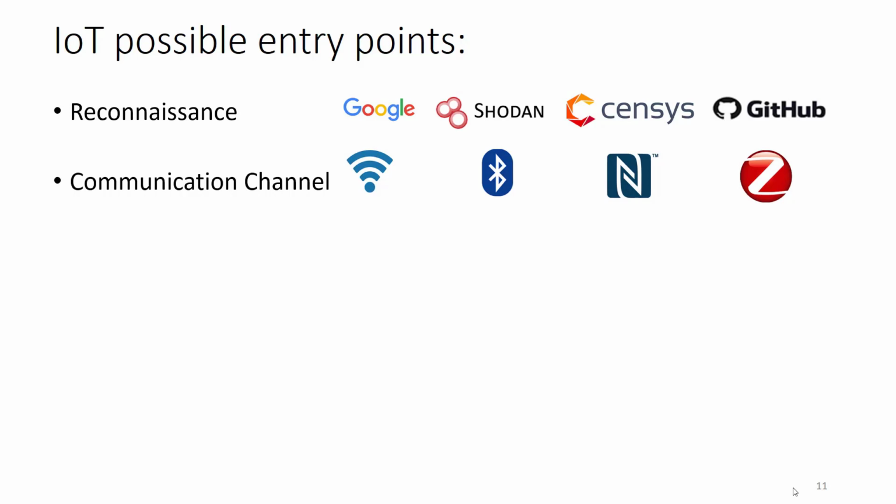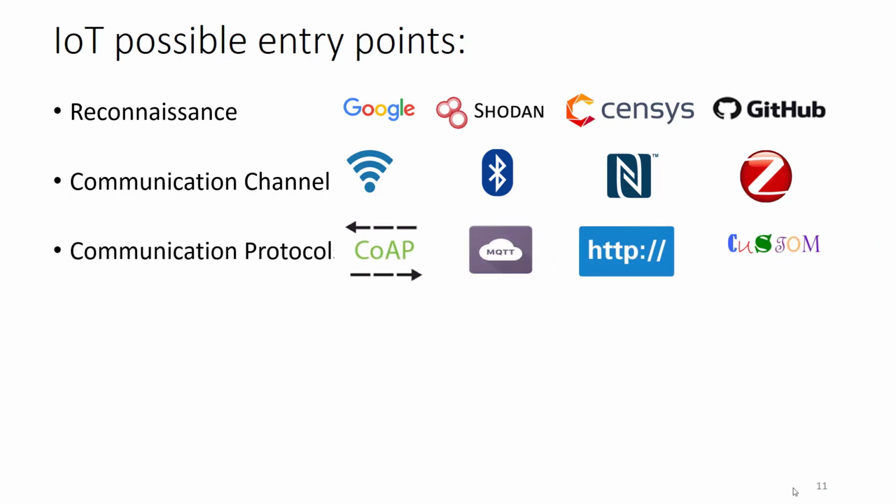Then comes the communication channels. There could be multiple software defined radio communication protocols there: Wi-Fi, Bluetooth, NFC, Zigbee, or sometimes RFID. All these communication channels have their own exploits available over the internet, or we can customize and make an exploit according to the configuration of the component.